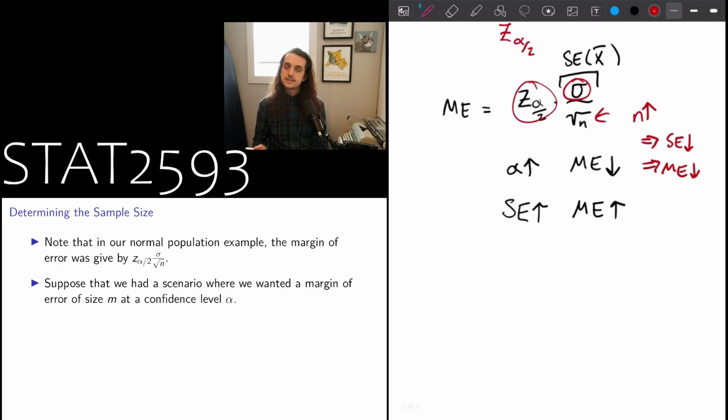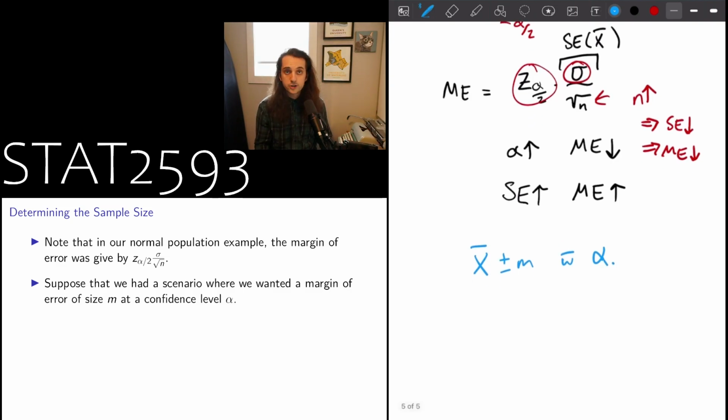And so let's say that we were in a situation where you're doing manufacturing and you want to be able to estimate with a particular margin of error. You need to make sure that you're plus or minus some value from the truth, right? With some set confidence level. So the idea here is that we want to find an estimate, x bar, which is going to be plus or minus m with confidence level alpha. And so the question that we have is, how large should n be in order to achieve this?